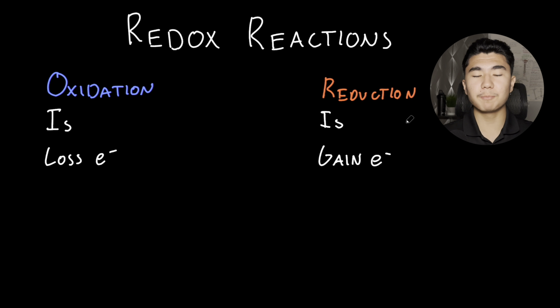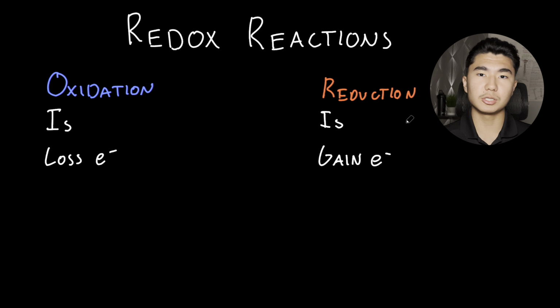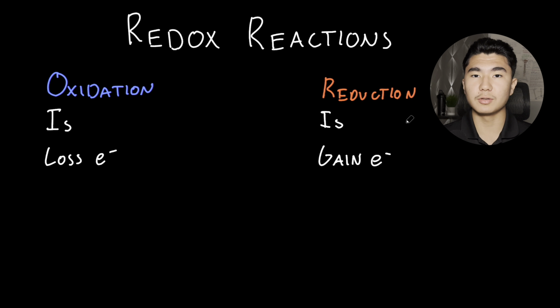So with oxidation, we are losing electrons, and we're going to have more of a positive charge. With reduction, we're gaining electrons, so we're going to get a negative charge, obviously because electrons are negatively charged. So if we lose them, then we're going to have more protons and a more positive charge. But with reduction, if we gain these electrons, which are negatively charged, then our molecule is just going to be negatively charged. So that's the main difference between oxidation and reduction.